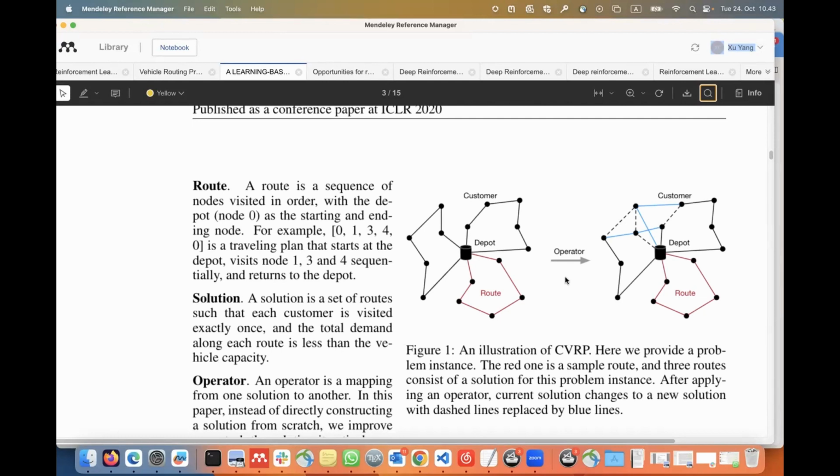A sequence-to-sequence model is usually used in natural language processing, because when you use ChatGPT or when you translate English to Chinese, you actually input a sequence of words and output a sequence of words. Usually the lengths of the input and output are different. So we can model this problem as a sequence-to-sequence model, because we actually input a sequence of nodes with all their information, and output a sequence of nodes in order.